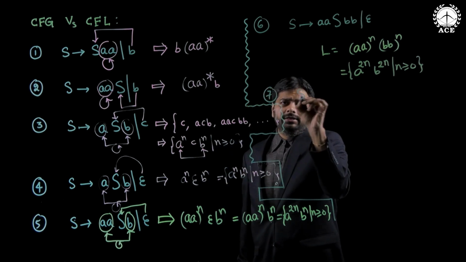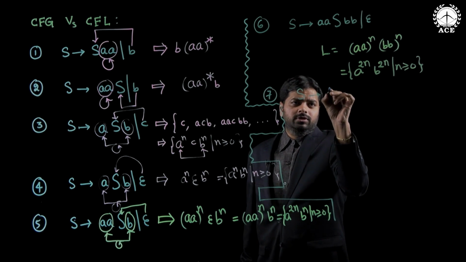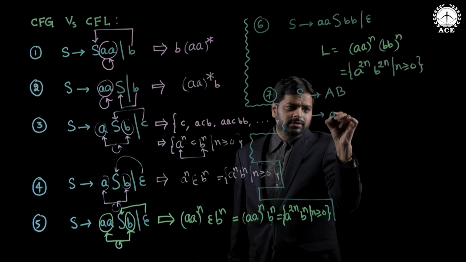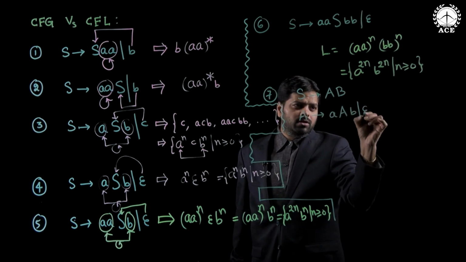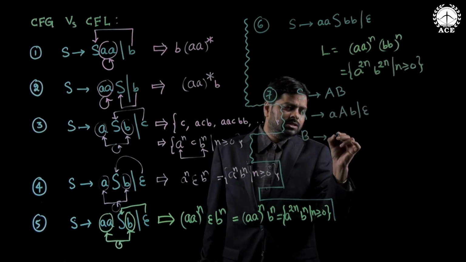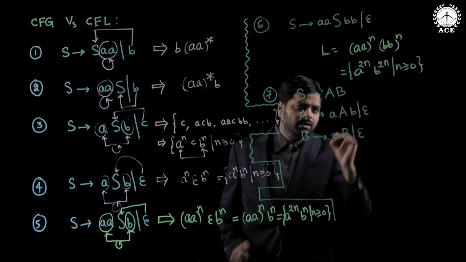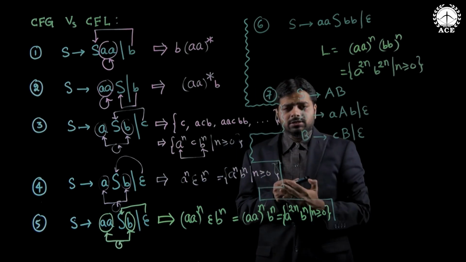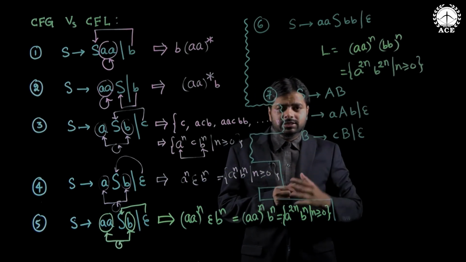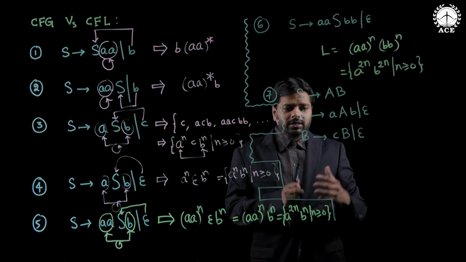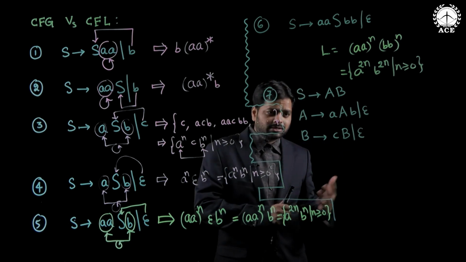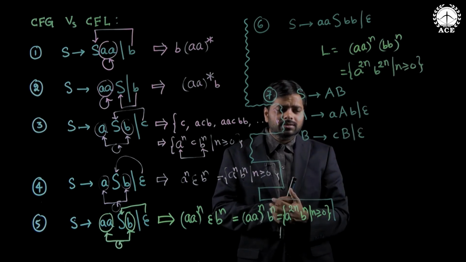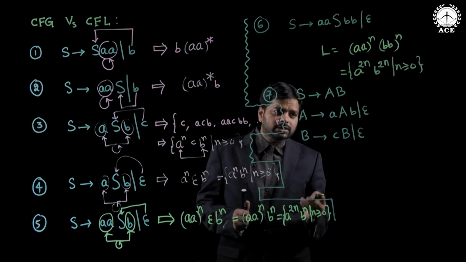Now let me write S → AB, where A → aAb or epsilon, and capital B → cB or epsilon. Now how do you approach this grammar? When you have more non-terminals, look at which non-terminal is easy to generate strings. If you think about capital B especially, B can generate only c's, and that is very easy to understand in the beginning.